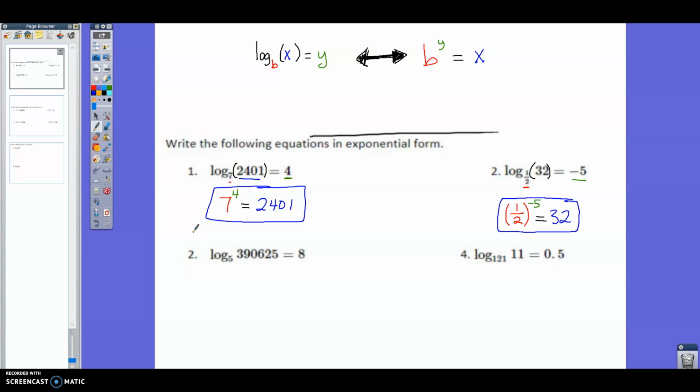Oh, there's 2 number 2's. So this number 2, we take our base, which again is 5, the small subscript number. We raise it to the exponent, which is over by itself. I'm going to set it equal to what's inside the parentheses, or where they would be, which would be here. The 390,625.